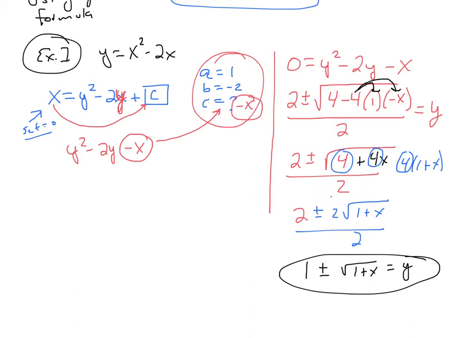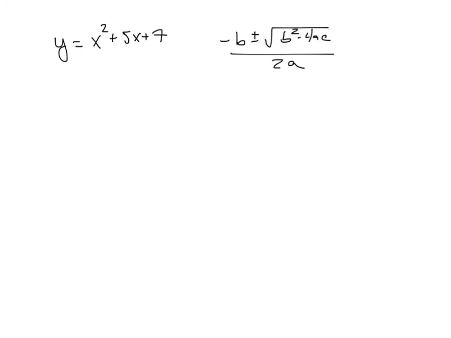So now I'm going to do another example, but we're going to have a value for b that's odd, and I'm actually going to throw another number in there just to change a little bit of the level of difficulty of the problem. Okay, so here we go. We have our quadratic. We want to find the inverse. Here is our quadratic formula that we're going to use. So I'm going to switch x and y.